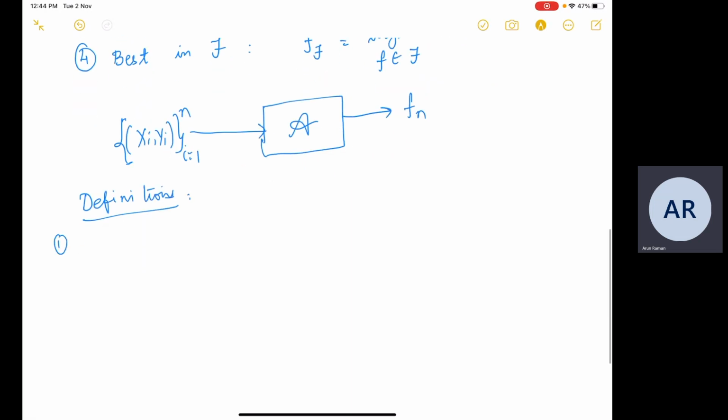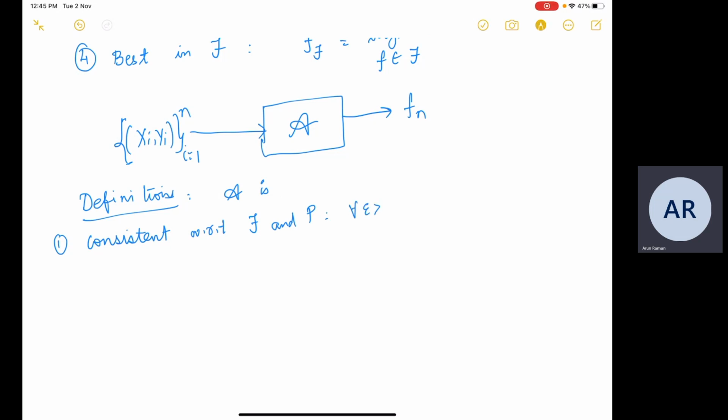So first we say that algorithm A is consistent with respect to the function class and the probability distribution. So this P denotes the probability distribution with which the data has been sampled.